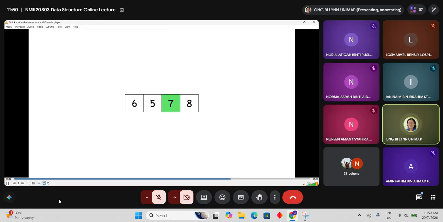Now we have 3 and 7 in their correct positions. I think you understand the concept, so we'll let recursion handle the rest.